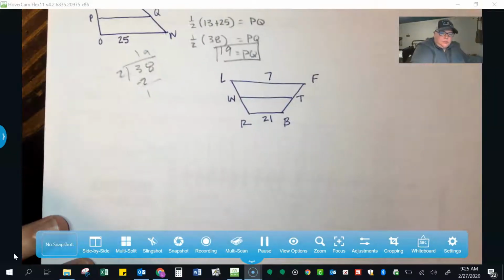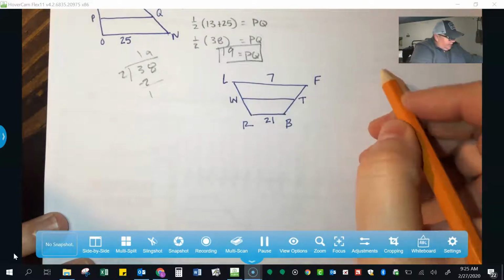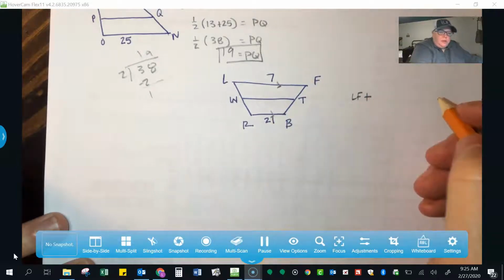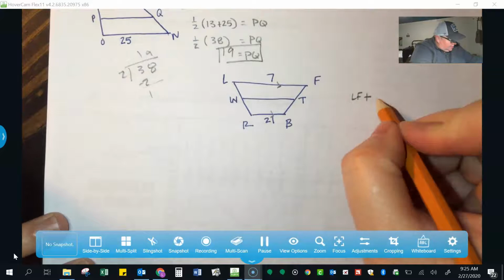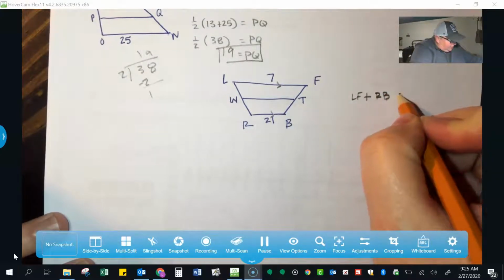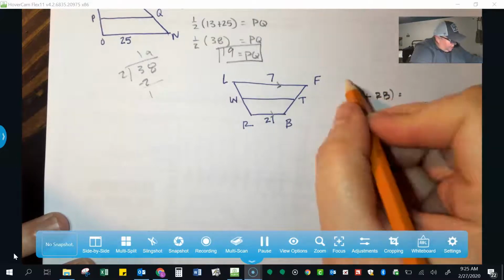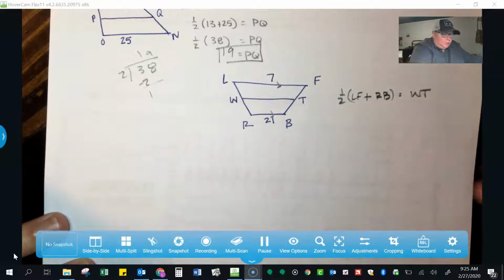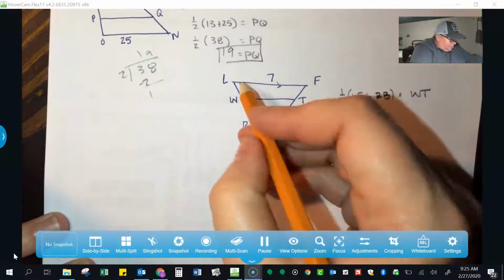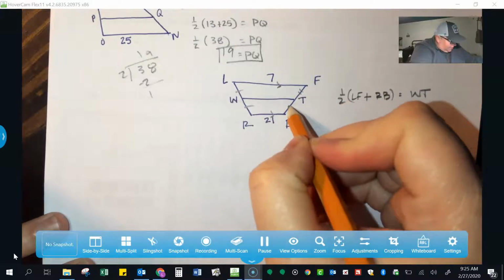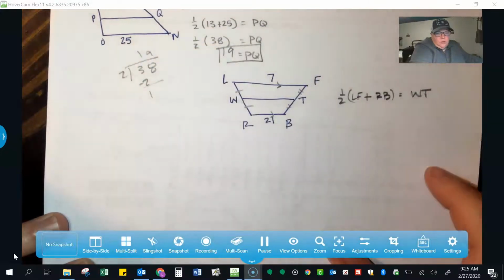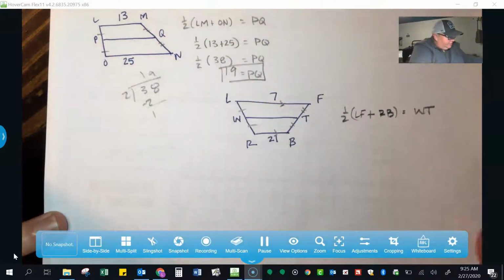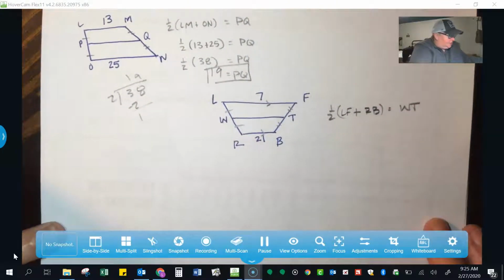All right, and let's do this one. If I take the bases, which are the parallel sides, remember the parallel sides of a trapezoid are the bases, LF plus RB divided by 2, or times half, is equal to the length of the mid-segment, which is WT. Okay, one thing, I drew these by hand, so I didn't mark that they were mid-segments. On your test, or your checkpoint or wherever, I think you'll know they're the mid-segments. We should tell you. You may forget, but we should tell you.